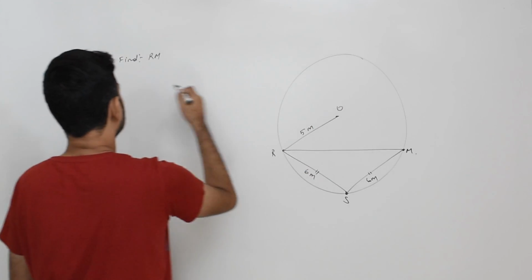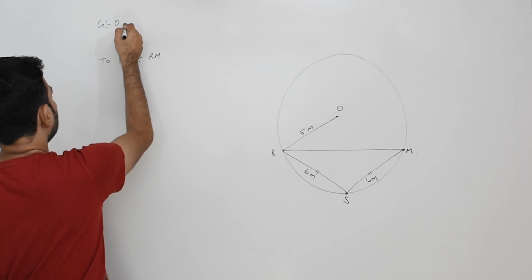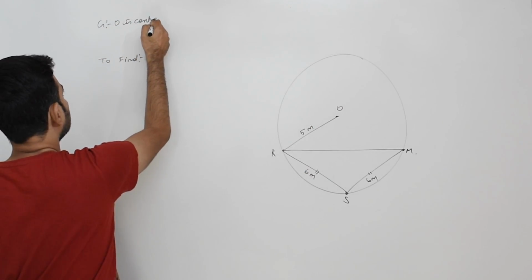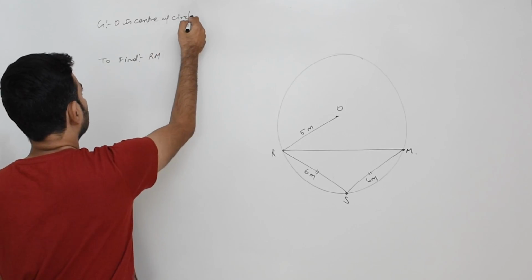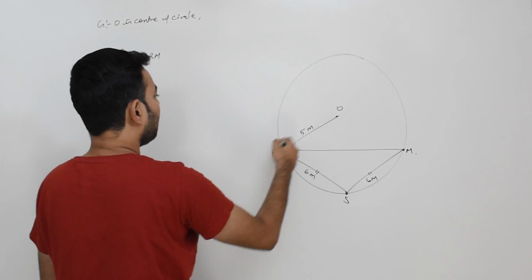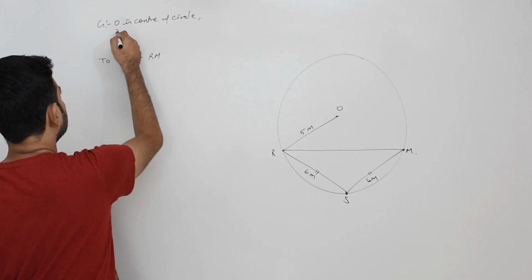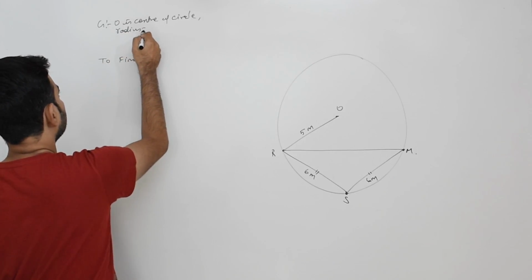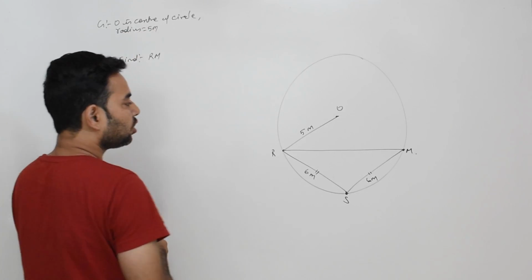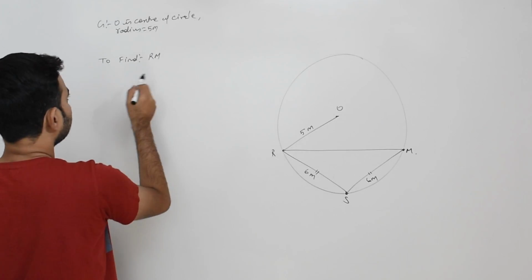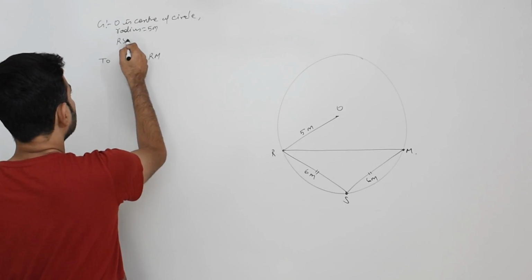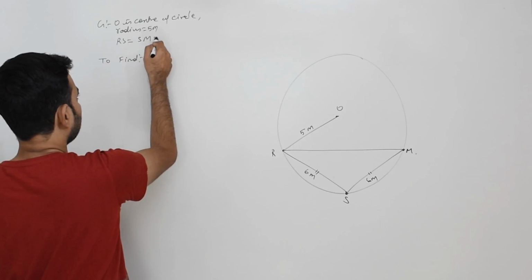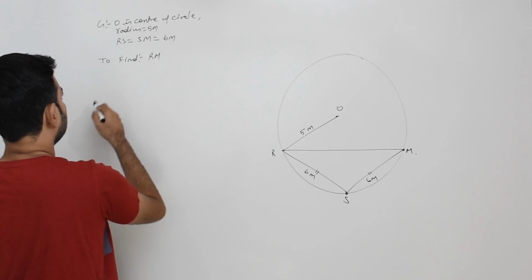O is the center of the circle given, and the radius is 5 meters. Then you have to find out the distance between Reshma and Mandeep. RS is equal to SM, and that equals 6 meters each.